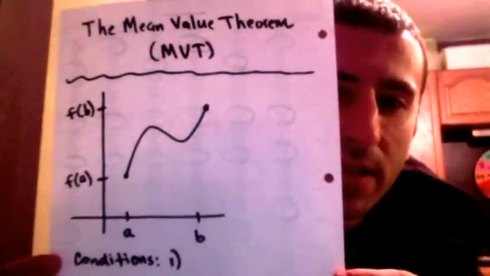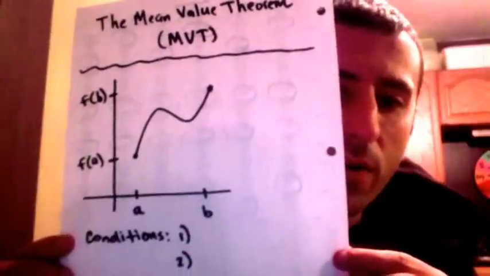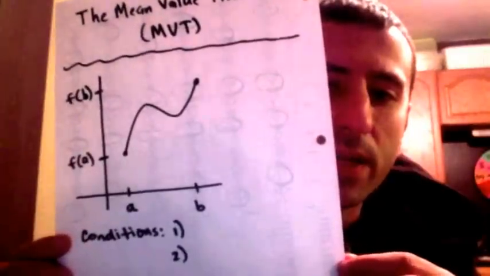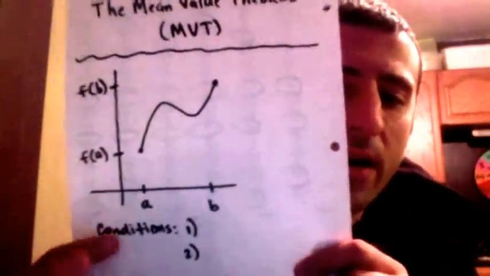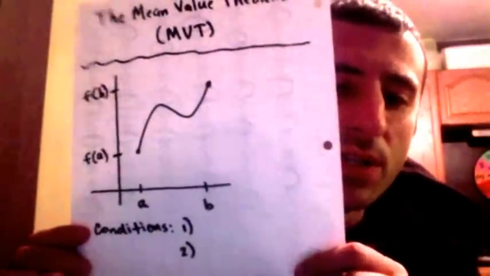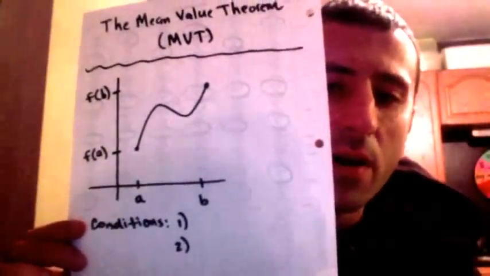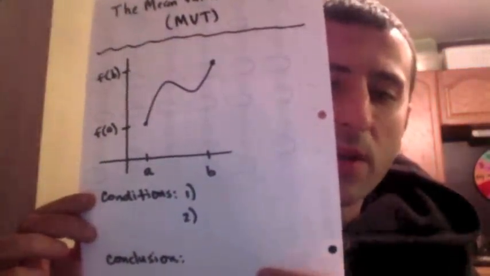But basically, this is a theorem that holds for a function over a closed interval, and the function has to be both continuous and it has to be differentiable. I'm going to write that here in a second. But just as long as the function is continuous and differentiable, you are guaranteed a certain result, which I'm going to write here. So let me write that.